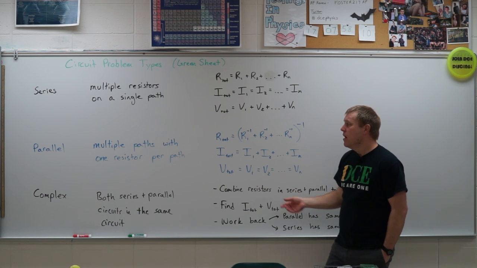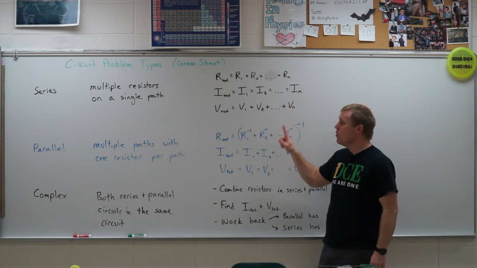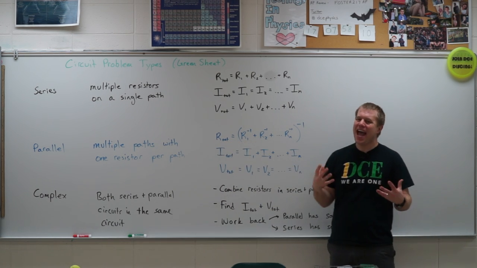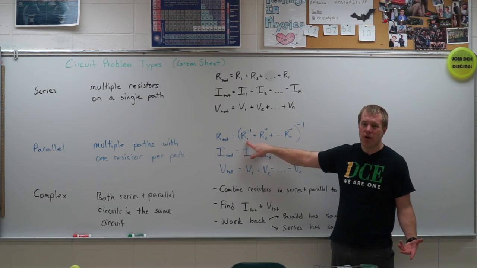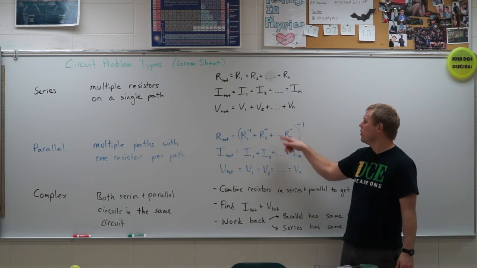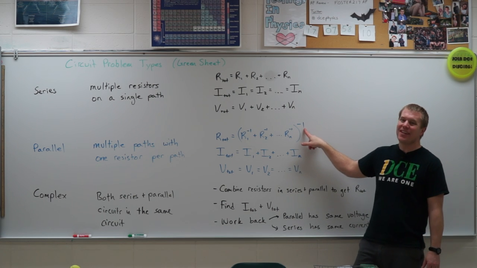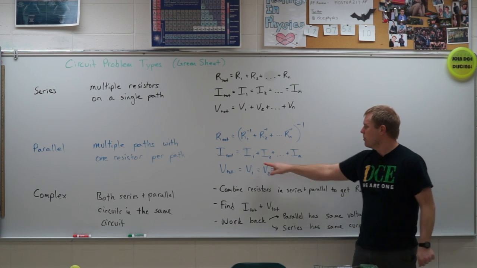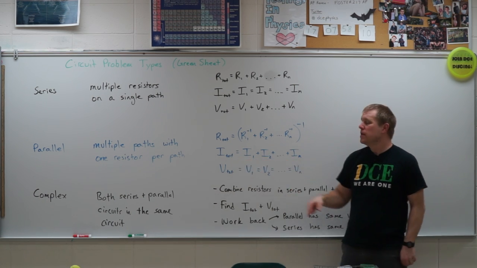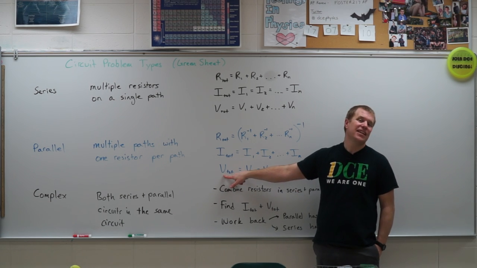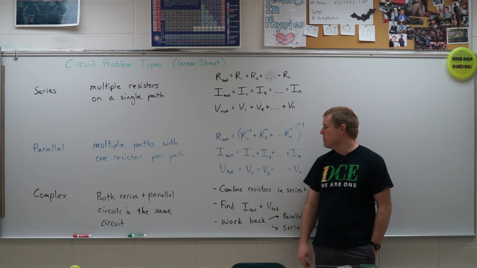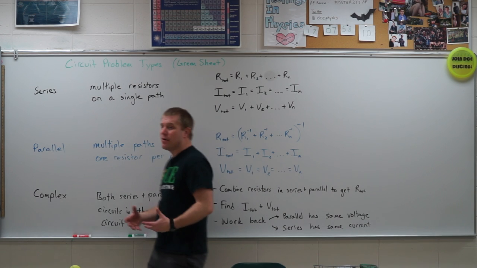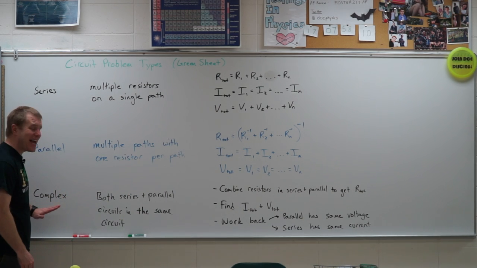Now a parallel means you have multiple paths, but only one resistor per path. And the total resistances add up inversely, so you take the inverse, so 1 over R1, plus the inverse of R2, plus all of them inversed, and then you take the inverse of that sum. The currents add up, so you take all those currents through those multiple paths, add them up to get the total current. Each path experiences the same voltage drop in parallel, so the voltages are the same as the total voltage. Now, if you run into a situation where you have both parallel and series, you have a complex.